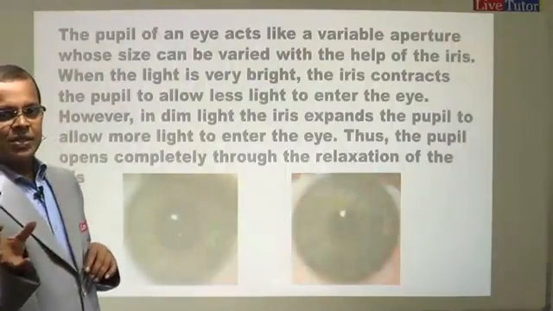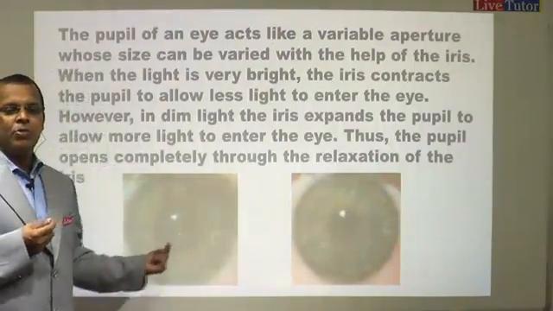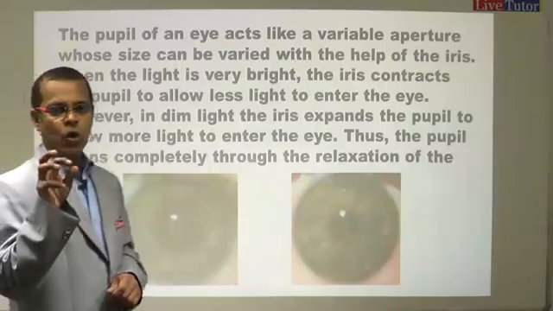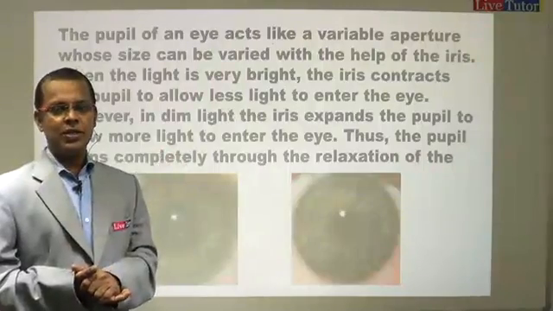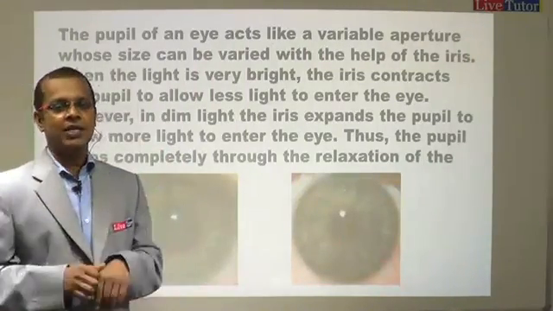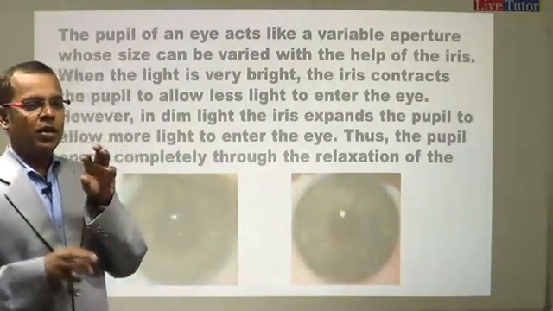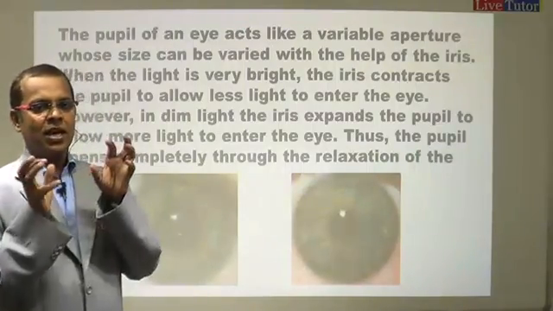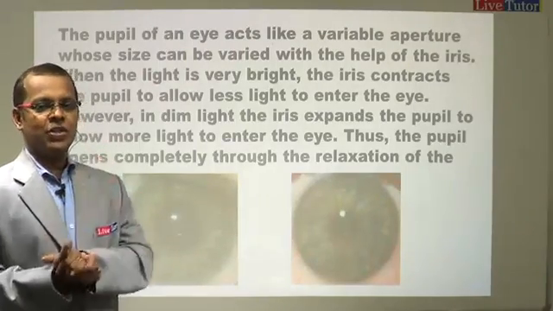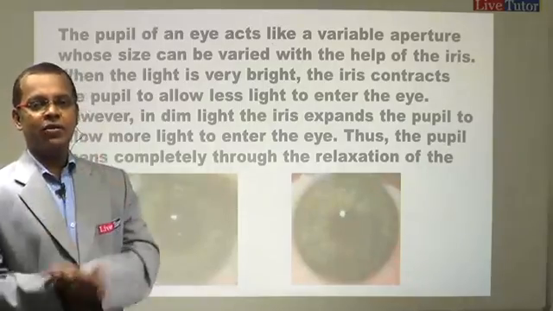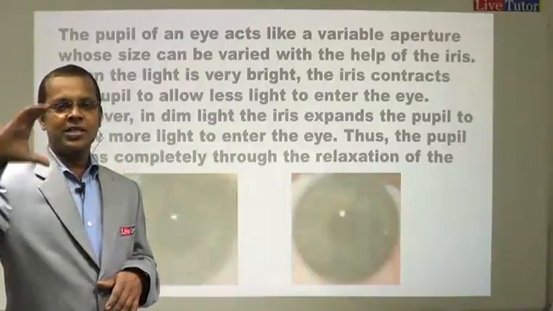So, to adjust this, the pupil of the eye, the black colored spot, the color may vary depending upon the person, functions like a variable aperture. You know that aperture is the total diameter of the lens we have seen already, isn't it? To view things, the pupil acts like a variable aperture whose size can be changed with the help of the iris. Iris, I have already told you, is like a hand holding the lens. That part is called iris.